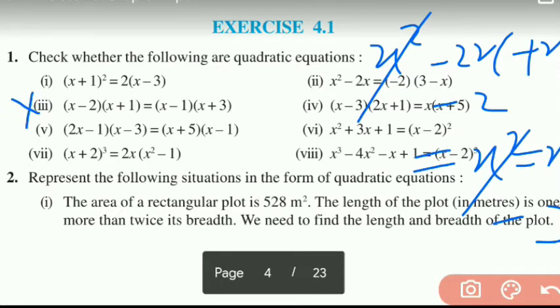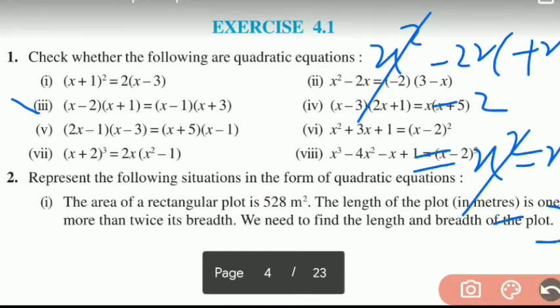Like this, whatever polynomial or algebraic expression is given to you, if any simplification is required, first we need to solve it. Then we check whether the given equation is a quadratic equation, yes or no.